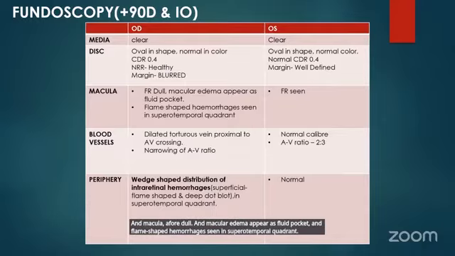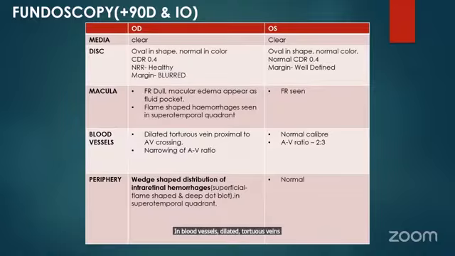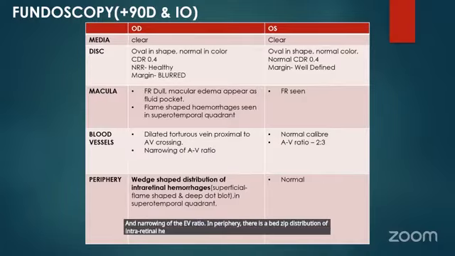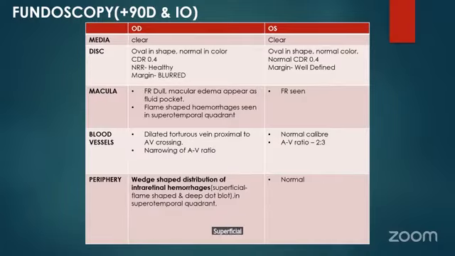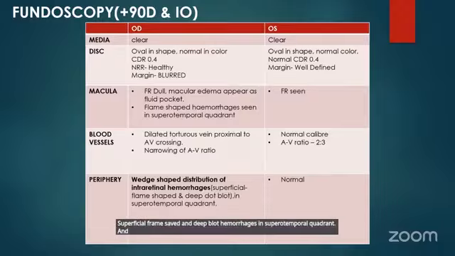In blood vessels, dilated tortuous veins proximal to the AV crossing and narrowing of the AV ratio. In periphery, there is a wedge-shaped distribution of intraretinal hemorrhages, superficial flame-shaped and deep blot hemorrhages in superior temporal quadrant. And in left eye, all are within normal limit.